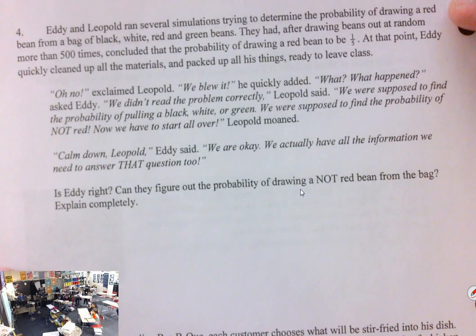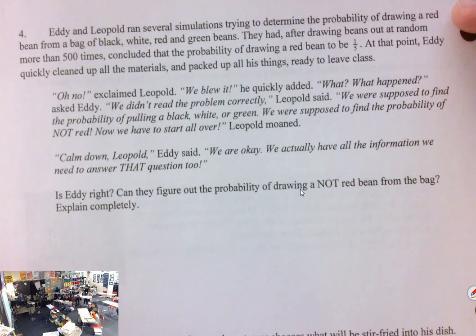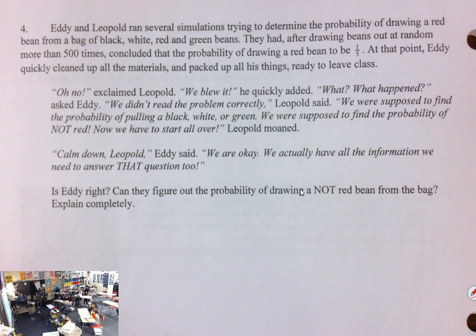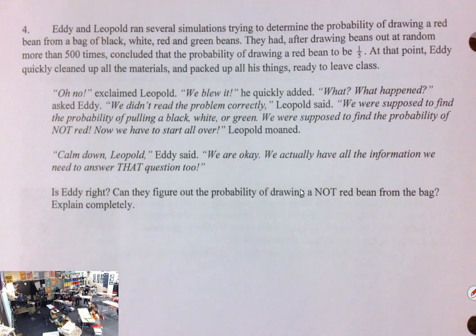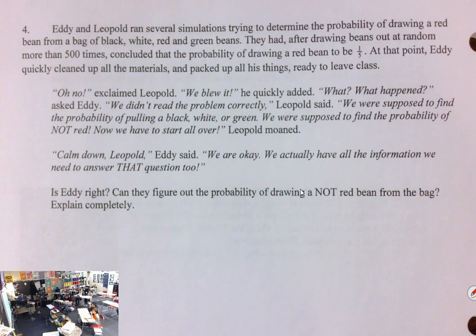Question 4 is another help-people-out sort of thing. We've got to get Leonard to Leopold, to calm down. I always forget the names they're using. So they're drawing beans. We're moving into probability with this question. So they found the probability of red. They actually found the wrong thing. You have to help them figure out the probability they were actually asked for.